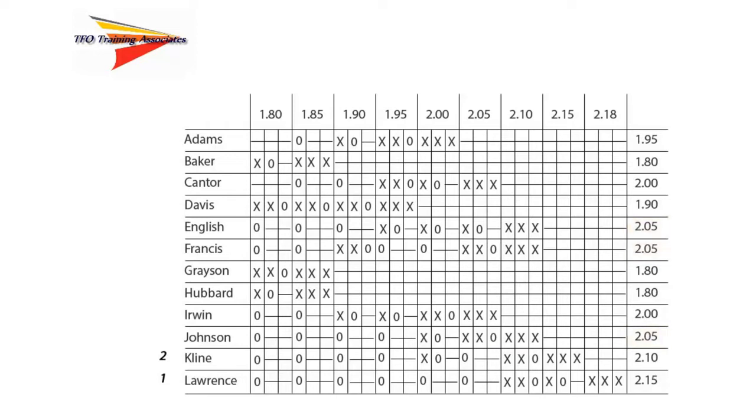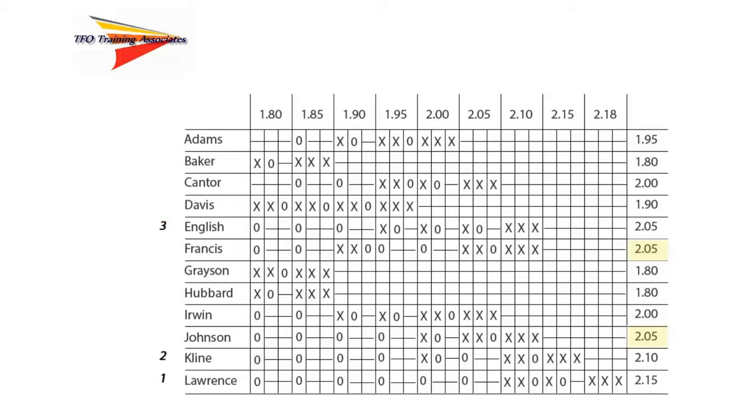and Johnson. Since we have an apparent tie, we need to invoke the tie-breaking procedure. To break the tie, we'll look at the last height that all three competitors successfully made, in this case, 2.05 meters. The first tie-breaking criteria is the total number of misses at this height. As we can see, Francis and Johnson both had two misses, while English had one. Based on the criteria, English is awarded third place.